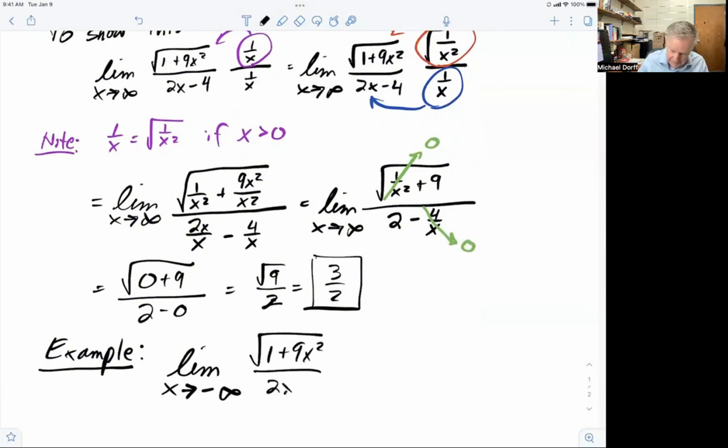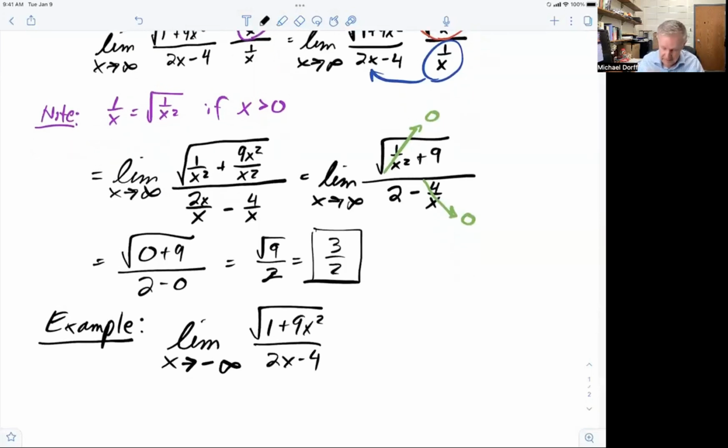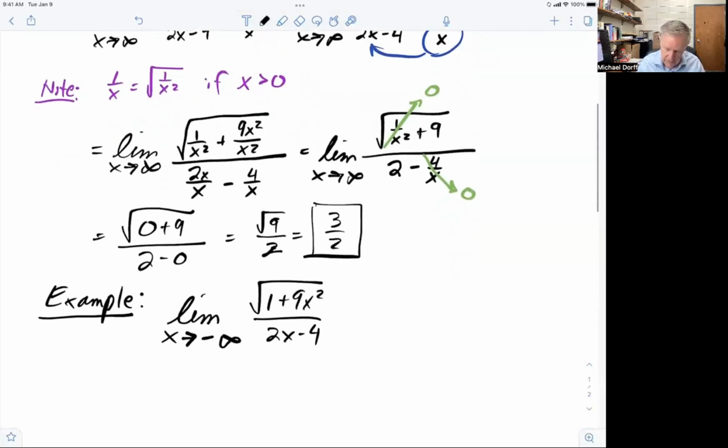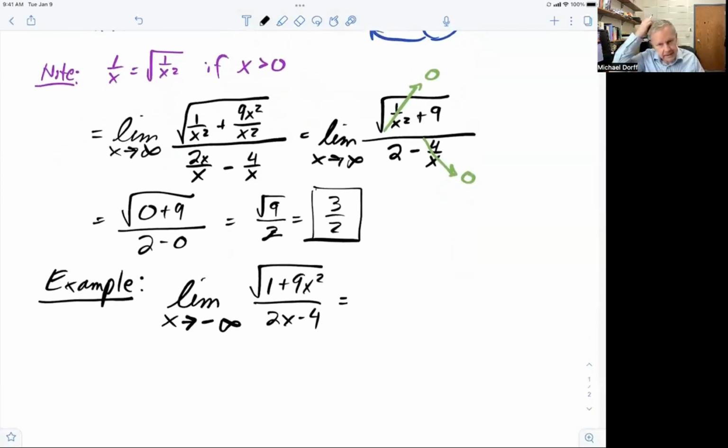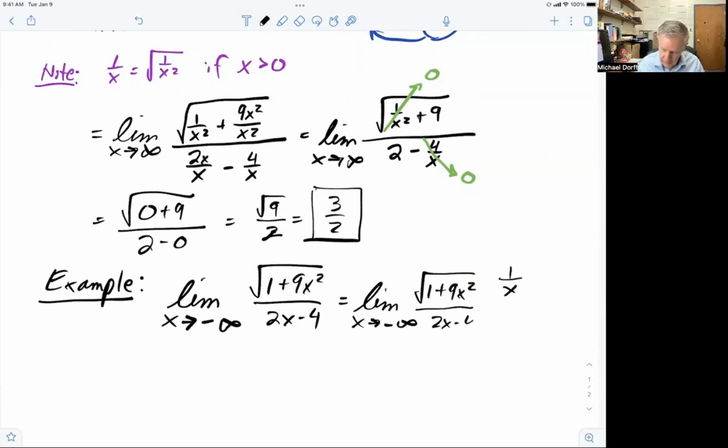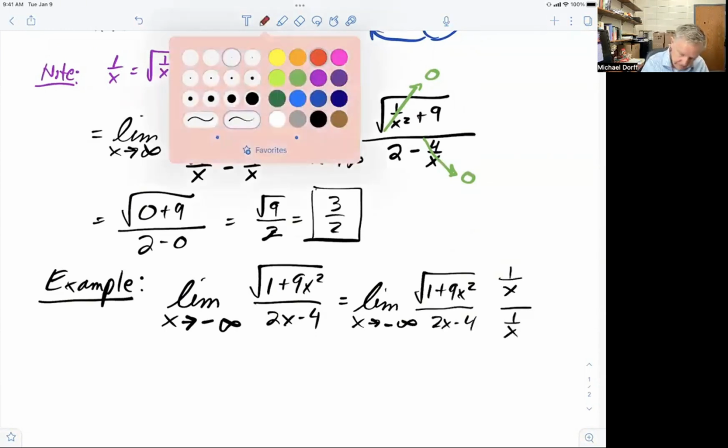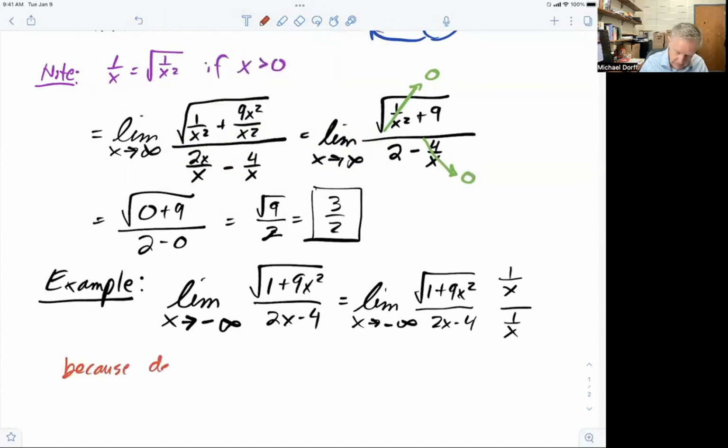In all the examples we've seen so far, when x goes to infinity, that limit gives us the same result as x goes to negative infinity. But it's not going to happen this time. So when we do this one, I do the same thing. I say the degree on the top acts like 1 and the degree on the bottom is 1. Because of that, I'm going to look at multiplying the top here by 1 over x and the bottom by 1 over x. And that's because the degree equals 1 or acts like 1.